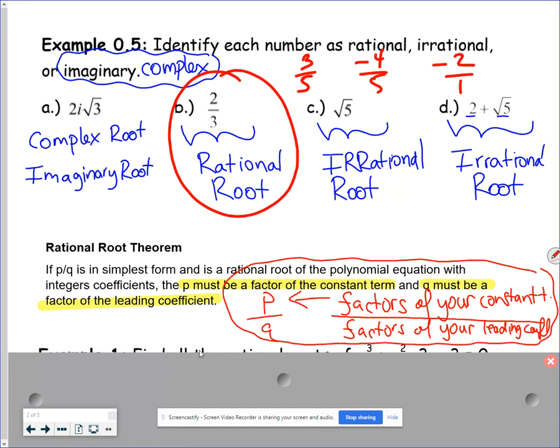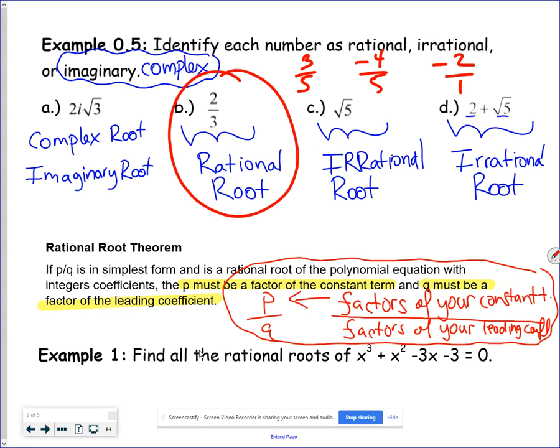I would write that down in your notes. P is factors of your constant term. Q is factors of your leading coefficient. That's only for rational roots. This theorem doesn't work for imaginary or irrational roots. Only rational roots, so roots that can be written as a fraction using only integers. All right, so let's look at an example here.